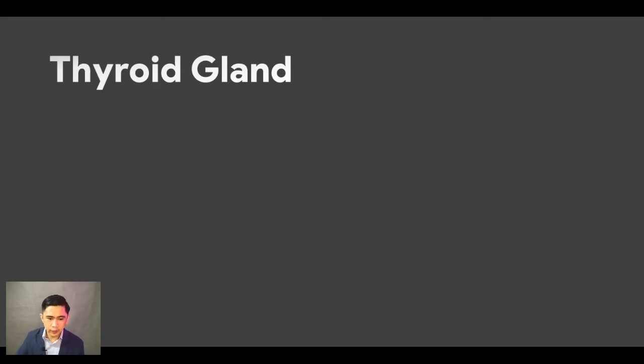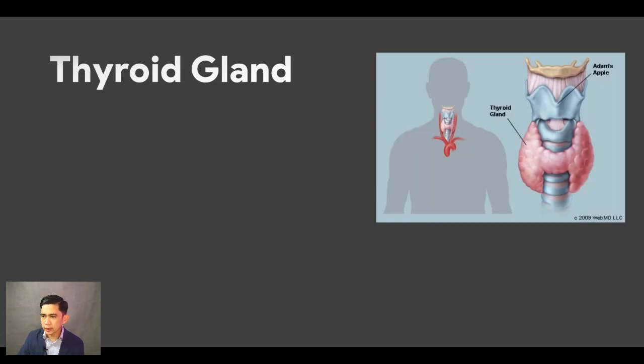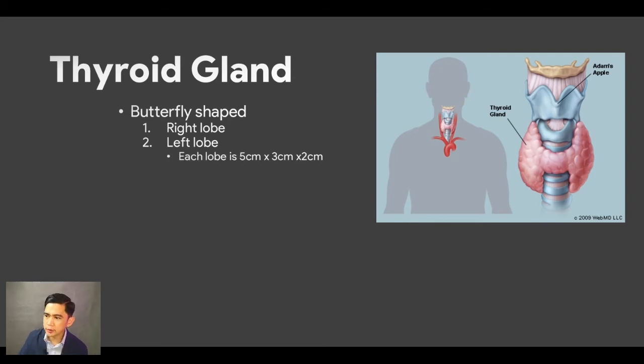Our gland of interest in this case. So this is the thyroid gland. The thyroid gland is a butterfly-shaped gland. It is composed of the right thyroid lobe and the left thyroid lobe. Each of them is around 5 centimeters by 3 centimeters by 2 centimeters in thickness. And we have what we call the isthmus, in the middle, that bridges the right to the left. It is usually 1.3 centimeters wide, and sometimes we have the pyramidal lobe in the middle. We don't have it here, but it is usually there.